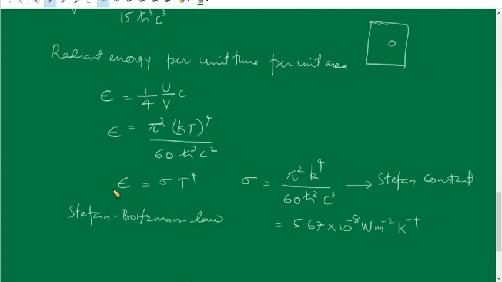Stefan experimentally found that this energy per unit area per unit time from a black body is proportional to the fourth power of the absolute temperature. And Boltzmann derived this through the thermodynamics of this.